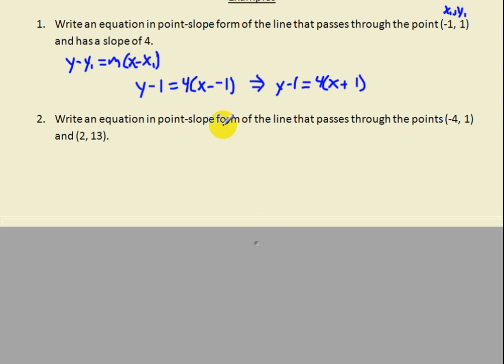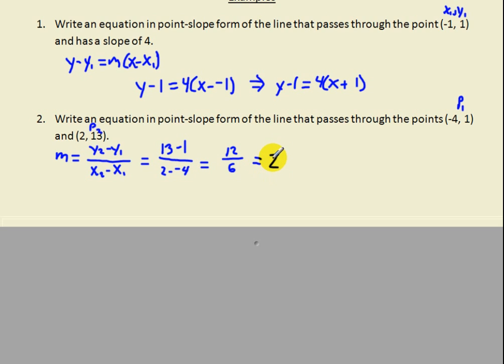Number 2, write an equation in point-slope form of the line that passes through the points (negative 4, 1) and (2, 13). Notice that in this case, we're not given the slope, which means we need to calculate it. So we're going to use that formula we have from several sections ago: slope is equal to y2 minus y1 over x2 minus x1. And again, it doesn't matter which one we call point 1 and which one we call point 2. Let's call the first one point 1, second one point 2. So if we look at the difference in the y coordinates, we have 13 minus 1 in our numerator, and for the x coordinates, 2 minus negative 4 in our denominator. 13 minus 1 is 12, and 2 minus negative 4 is 6, and 12 over 6 simplifies to 2.